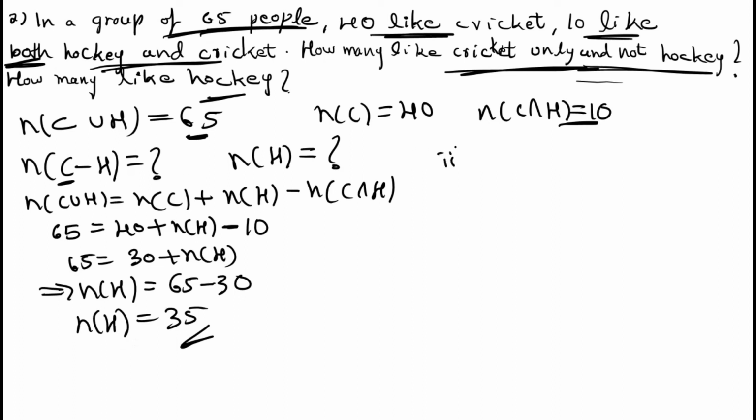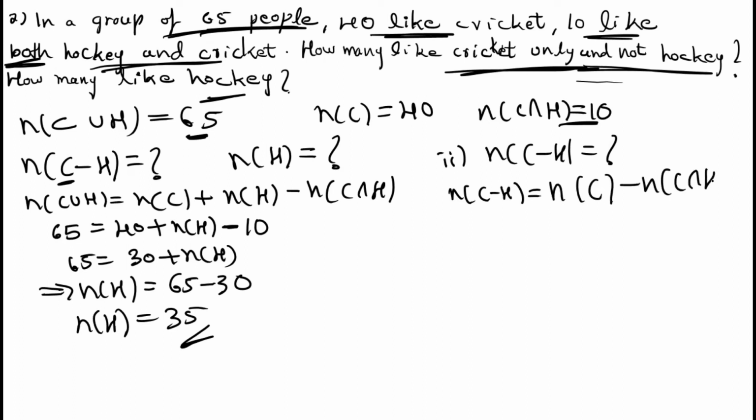Now move to the second question. N of C minus H equals question mark. We know the formula, right? N of C minus H is equal to n of C minus n of C intersection H. N of C is given as 40, minus n of C intersection H, which is 10. 40 minus 10 is equal to 30. So only 30 players play cricket only. That's the value of n of C minus H.